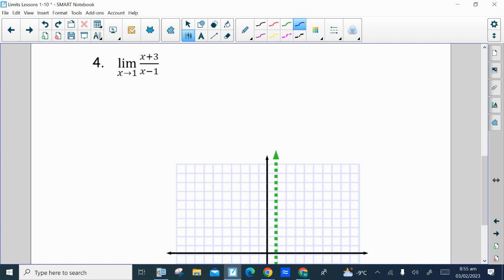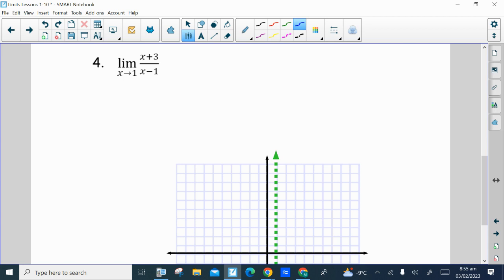So, we're going to graph this by using a table of values. Once again, this is a rational function. Okay, so we are going to have a horizontal asymptote here, but it is not going to be the x-axis.